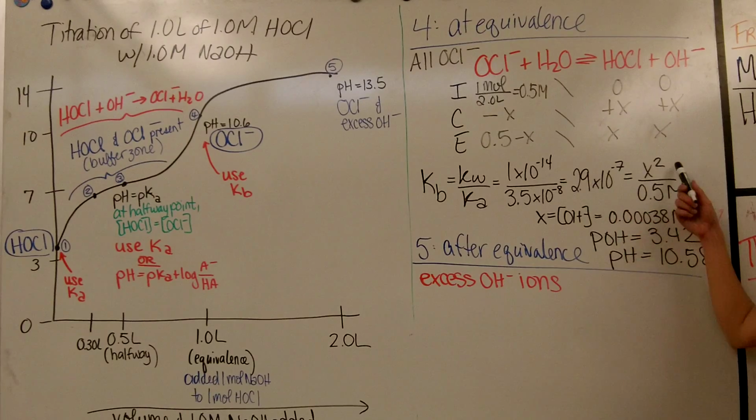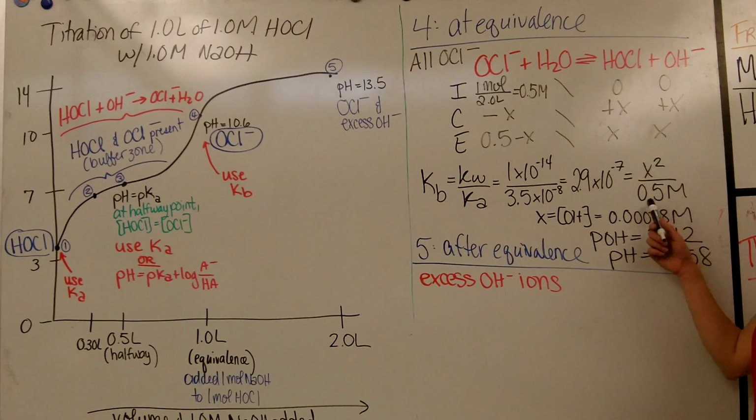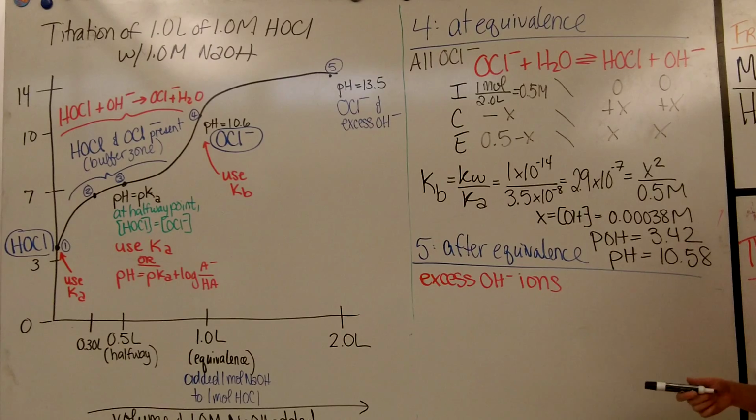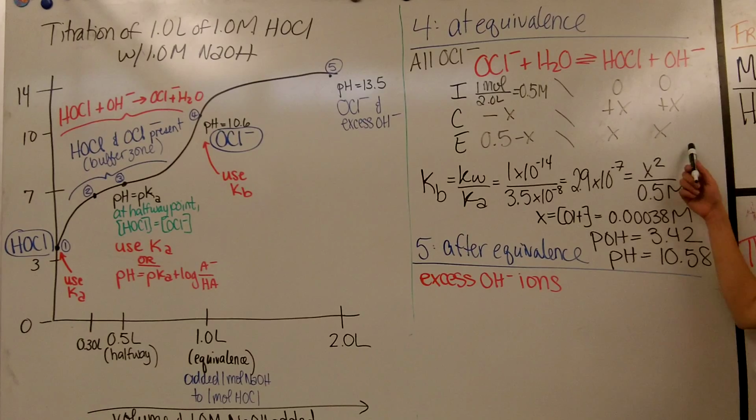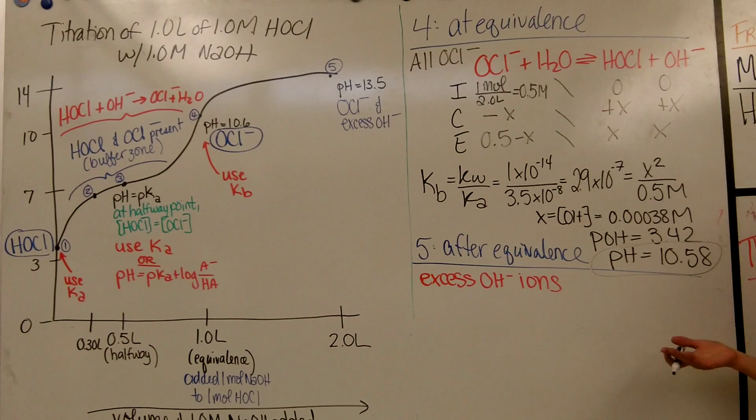So Kb equals x squared over 0.5, my products over my reactants. And if I solve for x, keep in mind x in this case is giving me a hydroxide ion concentration. So this is my hydroxide concentration. If I take the negative log of it, it will give me the pOH. So to find the pH, I just take 14 minus the pOH. So my pH at equivalence is 10.58. So I've got a relatively high pH, okay, because I have a solution of weak base at that point.